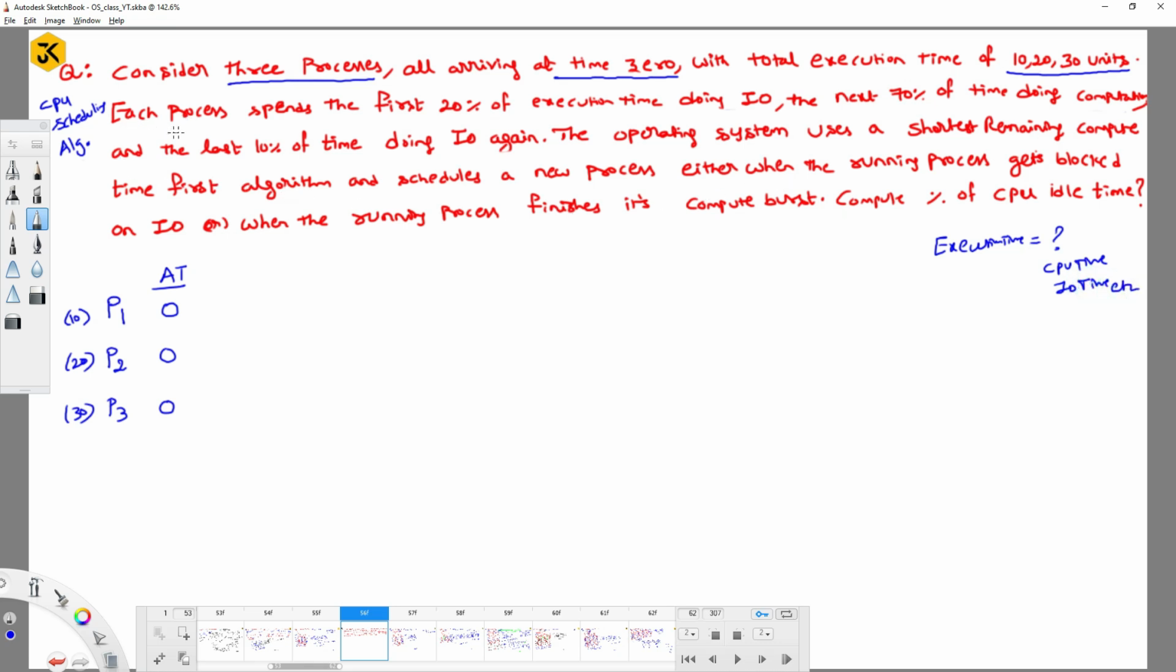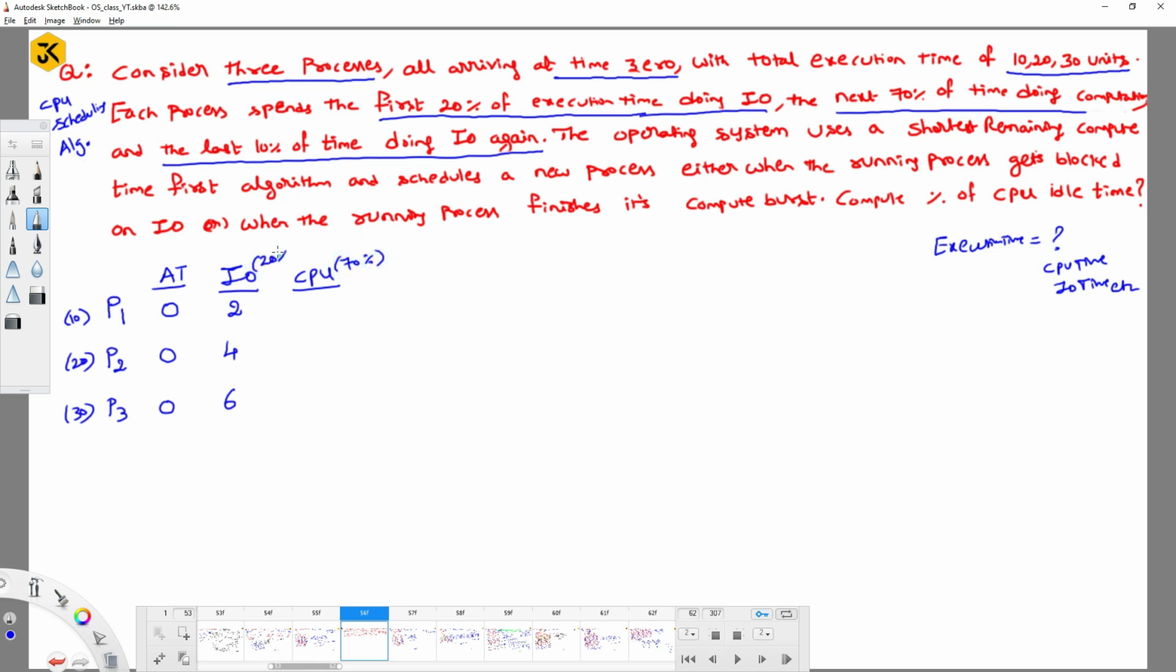Continue. Each process spends its first 20% of execution time doing IO operation. Means the first 20% of time doing its IO operation. Out of 10, 20% of time means what? 2, 4, and 20% of 30 is 6. And the next 70% of time doing CPU computation. The last 10% of time doing IO again. Means the next 70% will be CPU time. This will be 70, this will be 20%.